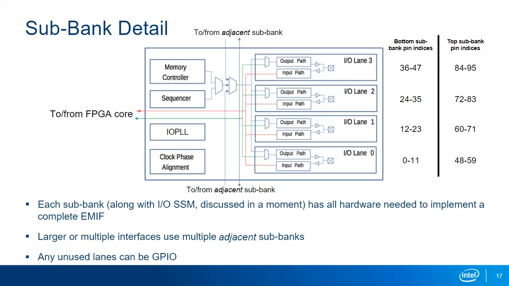Here is a close-up view of a single sub-bank. As you can see, each sub-bank has all the hardware resources necessary to implement a complete memory interface. I/O pins associated with the sub-bank are numbered as shown, with pin 0 in the bottom sub-bank's I/O lane 0 up to pin 95 in the top sub-bank's I/O lane 3. Any lanes not used as part of an EMIF can be used as general-purpose I/O. The paths in and out of the sub-bank allow for communication with soft logic and with other sub-banks. These communication channels are the key to creating larger, more complex interfaces that require the use of multiple sub-banks.